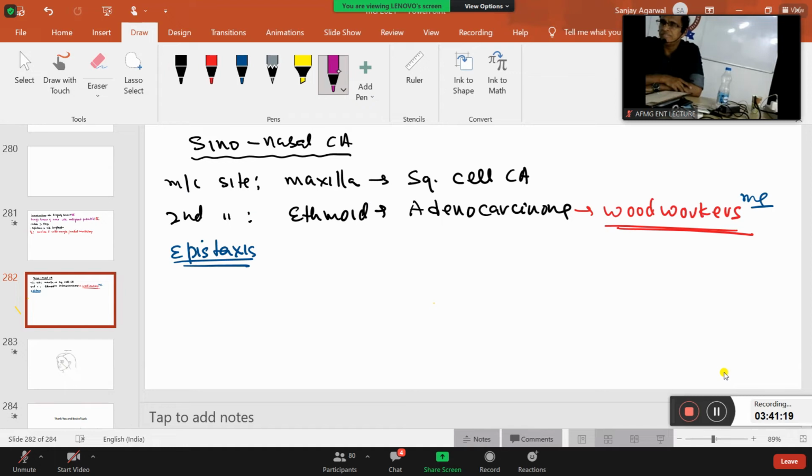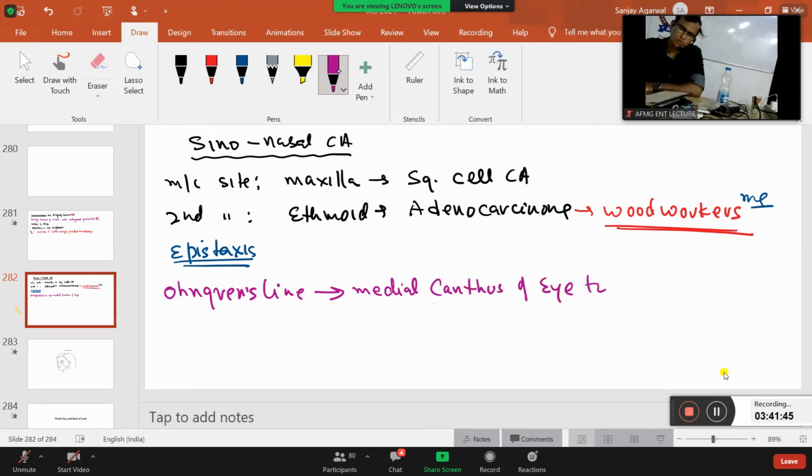Now comes the most important name that they ask you in this tumor, a line called Ohngren's line. This is a very important name, and this question has come recently. It is used for maxillary carcinoma. How do you draw this line? This line goes from the medial canthus of the eye to the angle of mandible. If you draw a line from the medial canthus of the eye to the angle of the mandible, that line is called Ohngren's line. It is used for carcinoma of maxilla.